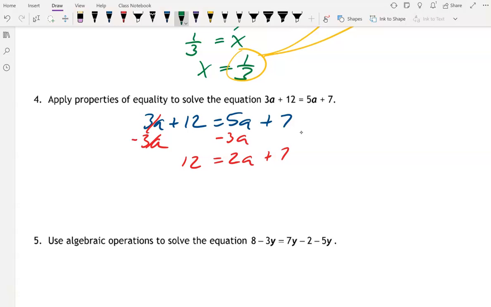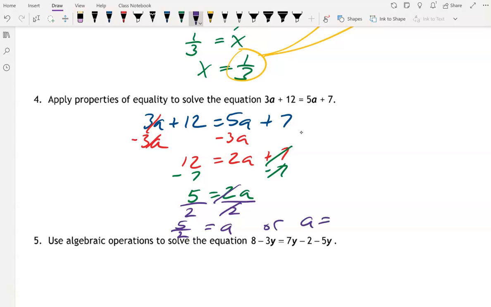Now I subtract 7 from both sides. Subtract those constants. Those cancel out. 12 minus 7 is 5 equals 2a. And now my next step, divide both sides by 2, because I got to get that variable by itself. Those cancel out, and a equals 5/2. Or a equals 5/2. Now, if you really want to, you can change that to a mixed number, which would be 2.5.